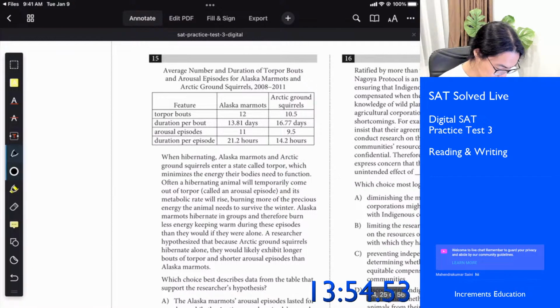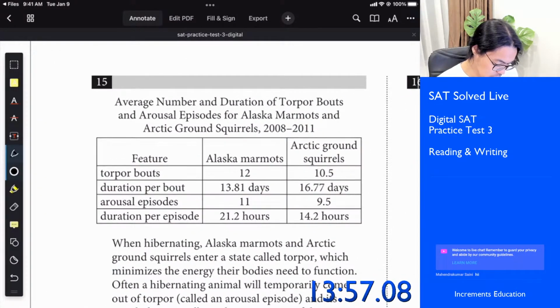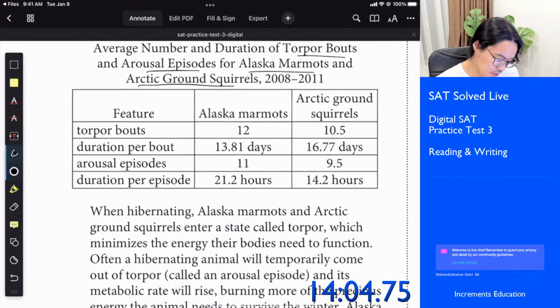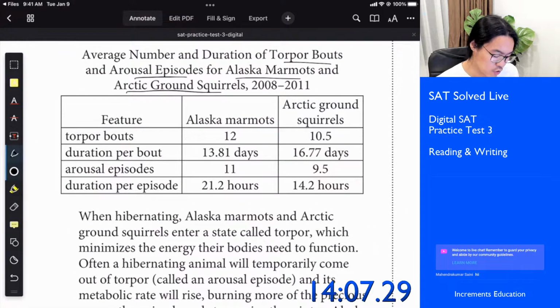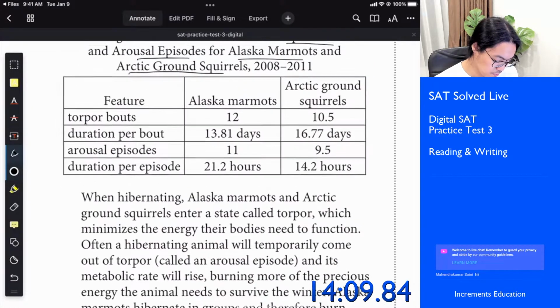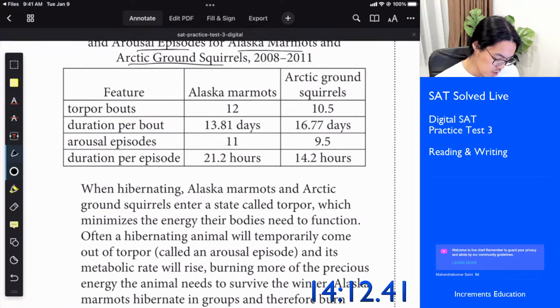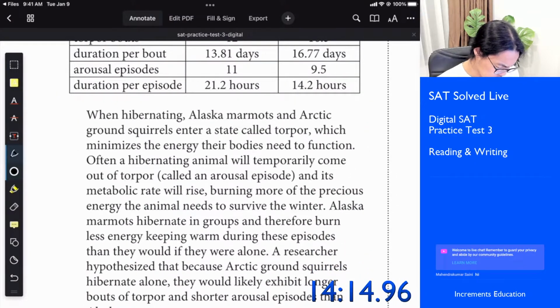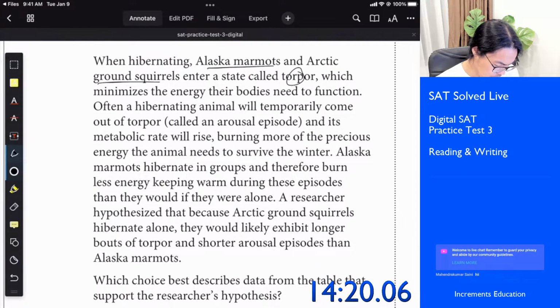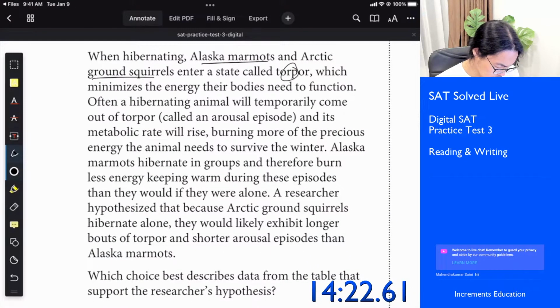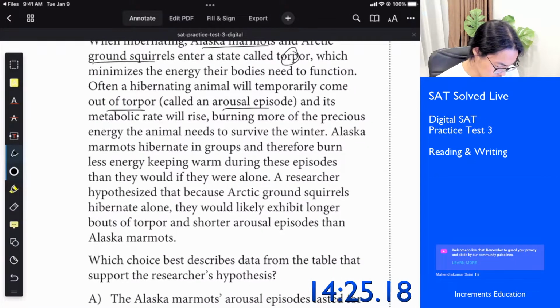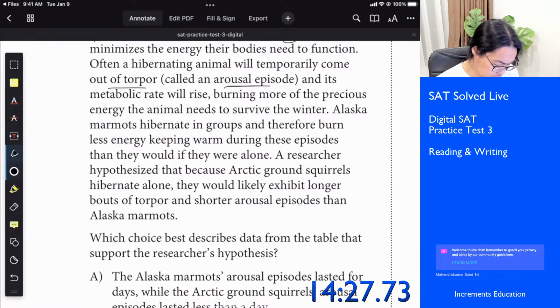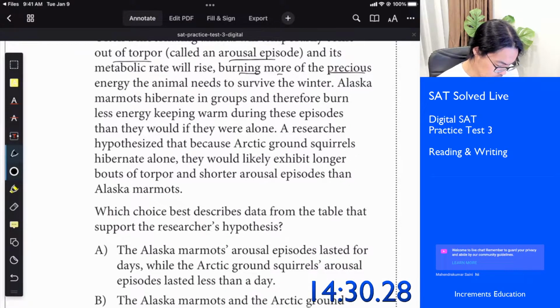Okay, average number and duration of torpor bouts and arousal episodes, marmots and squirrels. I've actually seen this, and I already struggled with this live on a previous stream when I did the Blue Book version. So I just need to remember what this says. The marmots and the squirrels enter torpor, where they kind of are hibernating and minimizing. Well, they'll come out of torpor, called an arousal episode, and the metabolic cost they'll burn. So this is not good. Okay, you don't want to be coming up.